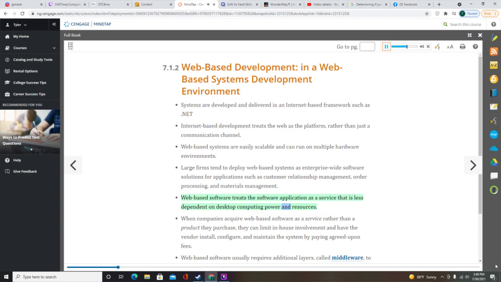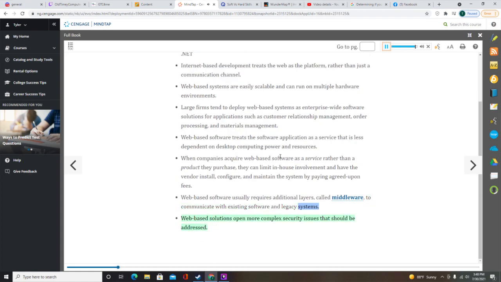Web-based software treats the software application as a service that is less dependent on desktop computing power and resources. When companies acquire web-based software as a service rather than a product they purchase, they can limit in-house involvement and have the vendor install, configure, and maintain the system by paying agreed-upon fees. Web-based software usually requires additional layers, called middleware, to communicate with existing software and legacy systems. Web-based solutions open more complex security issues that should be addressed.